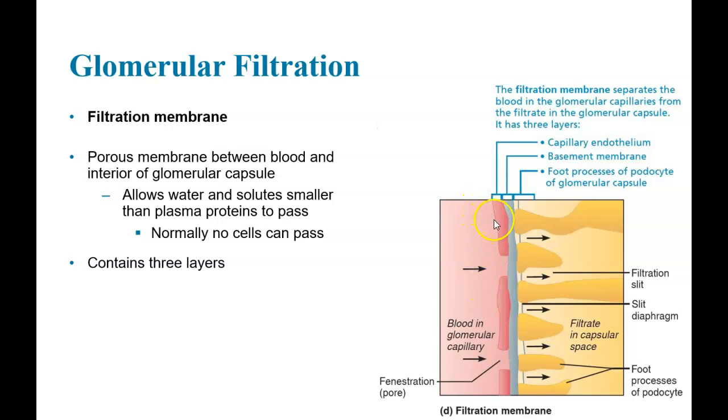There's the capillary endothelium. That's a fenestrated endothelium that allows for blood components to go through, but again, not the actual red blood cells. Then there's the basement membrane, which also acts as a filter. And then finally, the last line of defense is the foot processes of the podocyte of the glomerular capsule. So these also prevent substances, like large macromolecules that might have slipped through, from going any further.